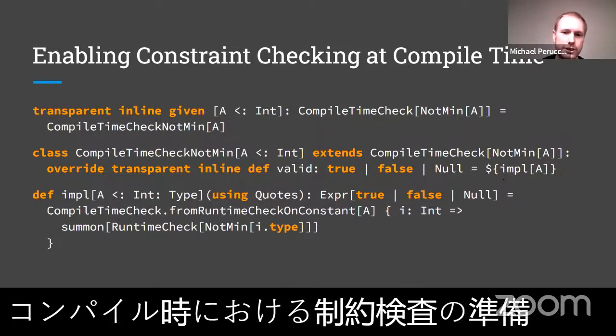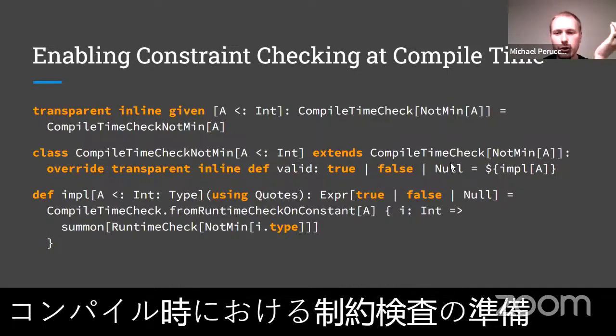And we can also do that through a type class, but we do it through inline. So inline will run the code that we give it at compile time. And so if we have a compile time check on an int, some type int, we can create a compile time check for the not min of that value. And the way we do that is with this helper, a compile time check not min, given that int. And the way we implement it is we have to create an inline function that returns either true, false, or null. So it might be null.